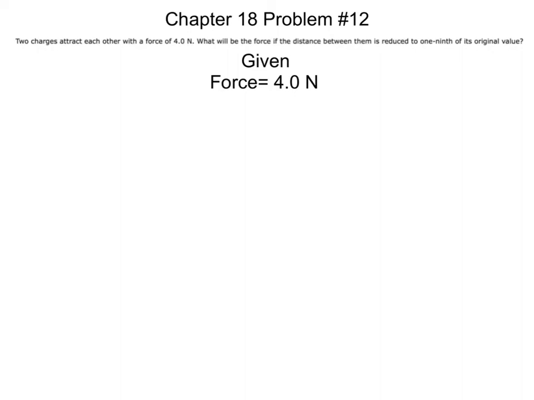Chapter 18, Problem 12. Two charges attract each other with a force of 4 newtons. What will be the force if the distance between them is reduced to 1/9 of its original value? So in this problem, you're given the force between the two charges, which is 4 newtons.